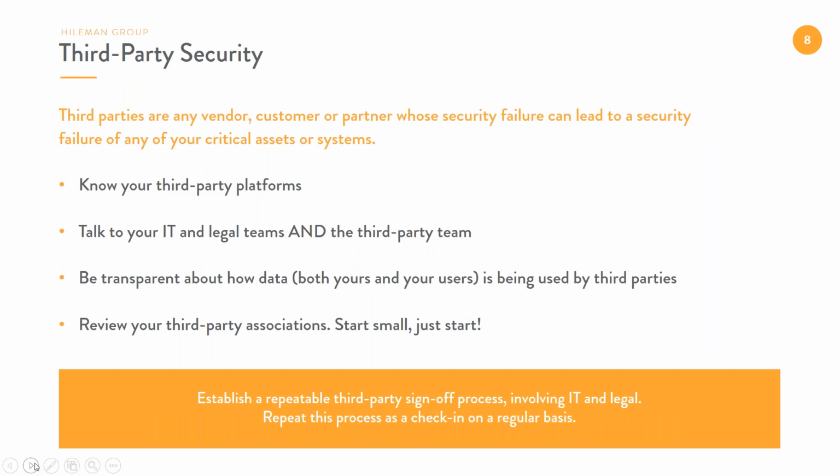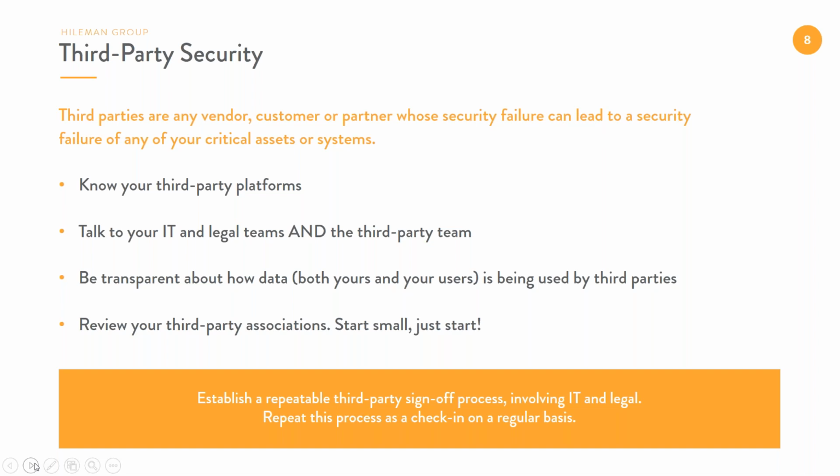The next topic we have is third-party security. Third parties can be any vendor, customer, or partner whose security failure can lead to a security failure of any of your critical assets or systems. The first priority here would be knowing your third-party platforms and identifying what data or information they have access to. Without this knowledge, you are leaving yourself one step behind and not preparing yourself for any potential crisis situations.